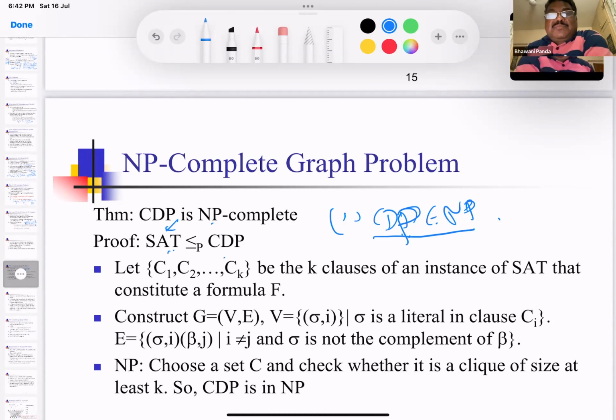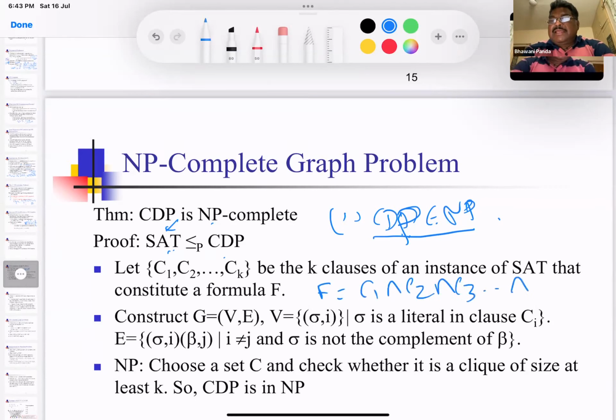So given an input for the SAT problem, now we'll construct a graph in such a way that the formula is satisfiable if and only if the constructed graph has a clique of size greater than or equal to K. So let C1, C2, ..., Ck be the K clauses of an instance of SAT. So your formula F is equal to C1 and C2 and C3 and ... Ck. And each of the clauses Ci is made using the OR operator, using the variables and their complements, right?